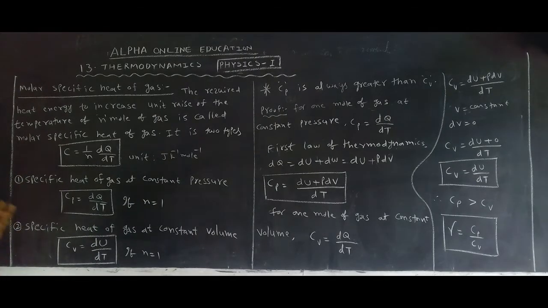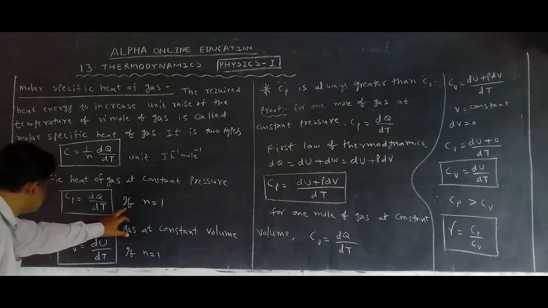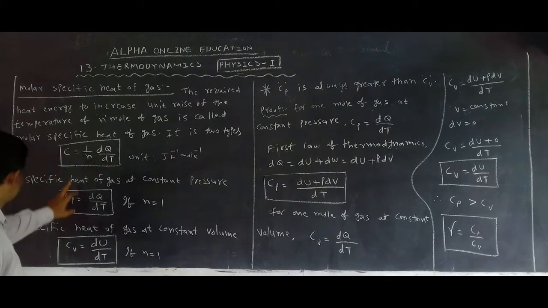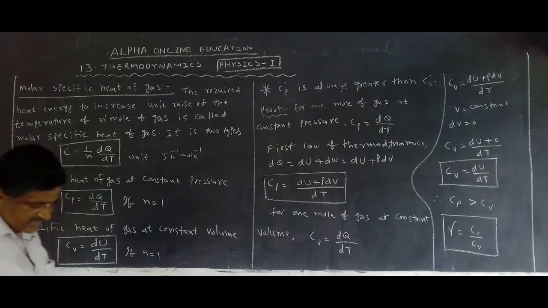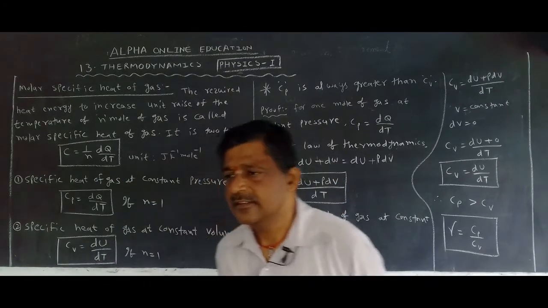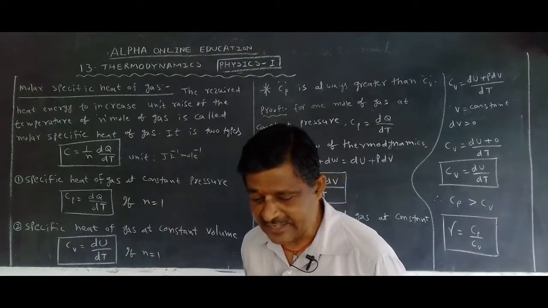How can we express it? Cp is equal to dq by dt, with the condition n is equal to 1. Here n is taken as how much? 1. Now what is Cp? Cp means specific heat of the gas at constant pressure, Cp equals dq by dt.